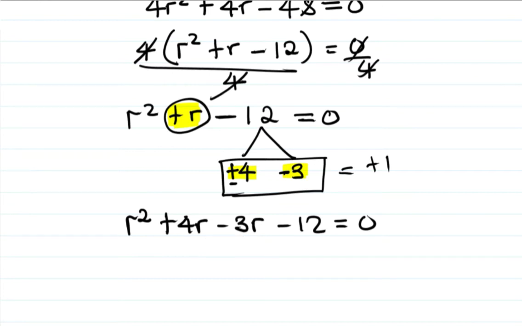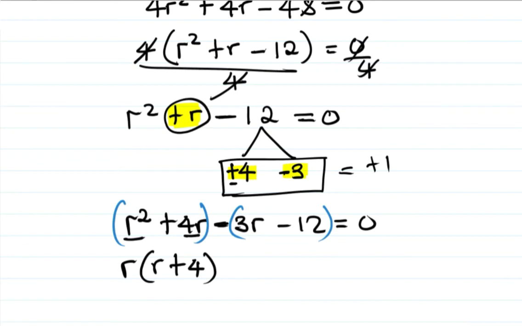Next we're going to group the terms. It is called grouping or pairing. So we make a pair and we find the common factor in each bracket. In the first, R is common, so we have R outside the bracket, then R plus 4. And the minus sign we take with this one. In the other, 3 is common. So 3R over 3 is R, and negative 12 over negative 3 is positive 4, then is equal to 0.